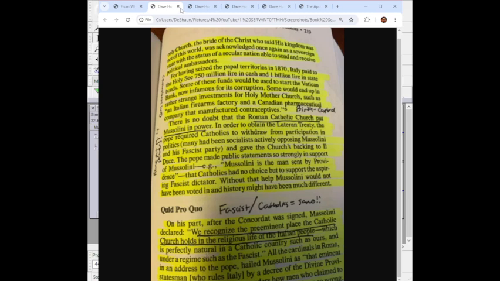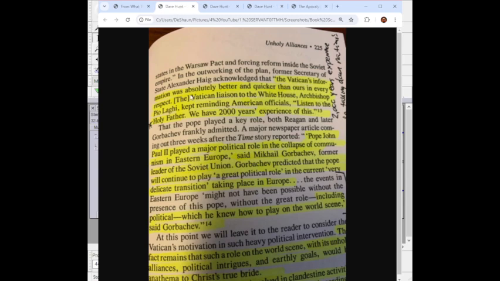Now I'm not trying to read out of this. So the Vatican's information was absolutely better and quicker than ours in every respect. The Vatican liaison to the White House, Archbishop, this person here, kept reminding American officials, quote, listen to the Holy Father. We have 2,000 years experience of this. Okay?